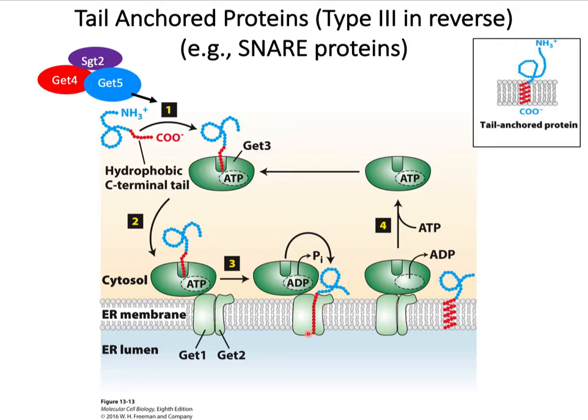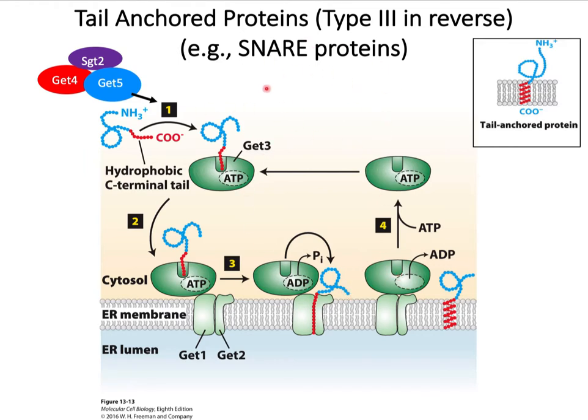And from here, this red portion, which is the hydrophobic portion, from the GET1 complex, diffuses out into the membrane and is inserted into the membrane, the process that we saw previously. And when ADP is released from the GET3 complex, it is again ready to bind an ATP and start this cycle. So this is basically the process by which the tail-anchored proteins work.